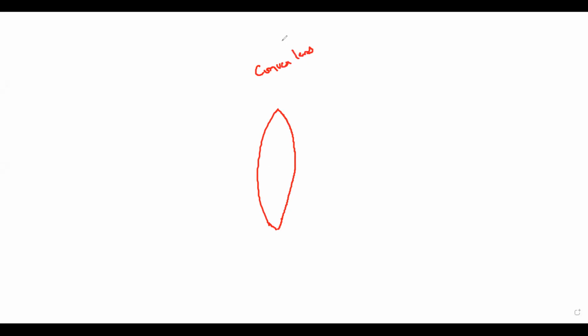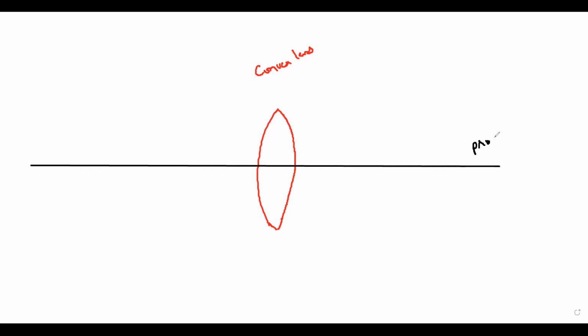Then for this convex lens, there is an imaginary line. In reality, it's not there. This is just our imagination. So there is an imaginary line which we assume is passing through the center. The imaginary line which is passing through the center is known as principal axis. Axis means line and principal means base, so you can say baseline or principal line. The imaginary line which is passing through the center of the lens is known as principal axis.